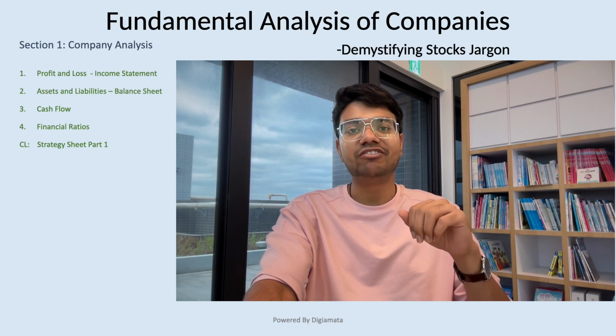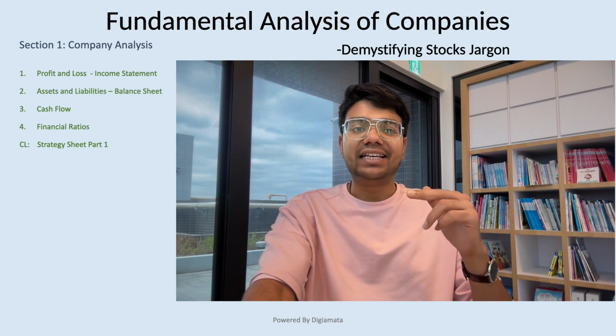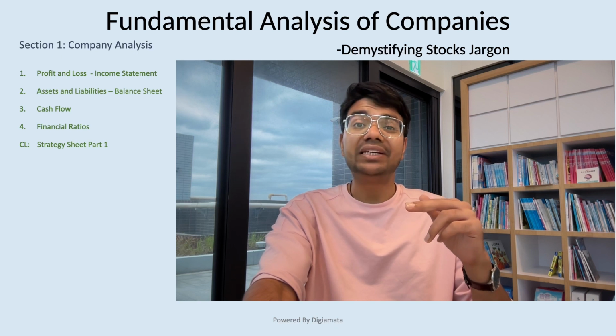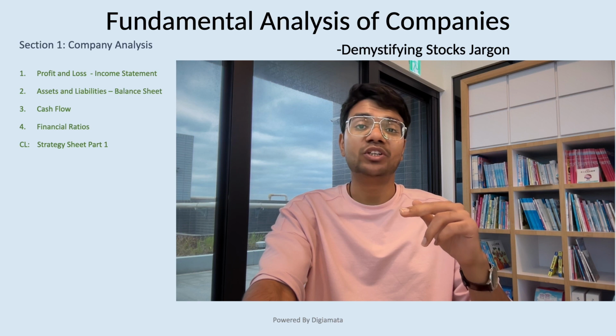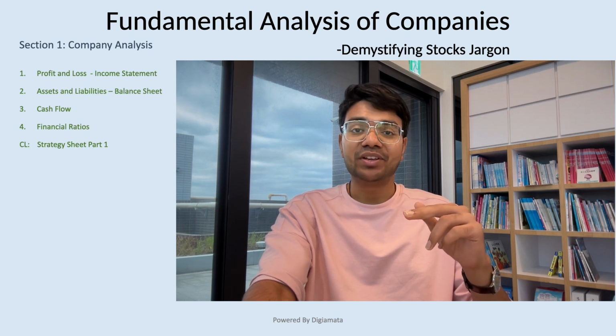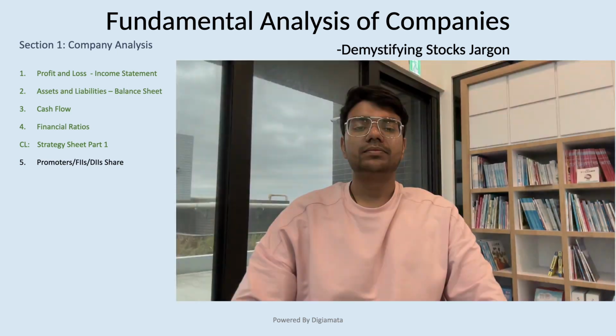In this lecture, we have basically defined how to use the profit and loss statement, assets and liabilities, cash flow statements, and financial ratios to actually decide if the company is fundamentally strong to buy or not. If you have not checked out these lectures, please do check them out. Especially the strategy sheet part 1 lecture, lecture 9, where we have literally given you a full sheet, and based on the sheet you can fill in the parameters and get a fundamental score.